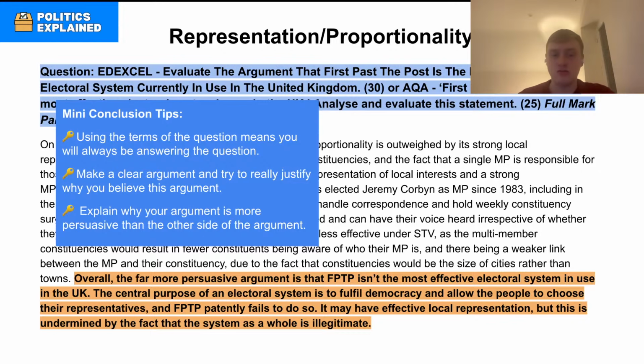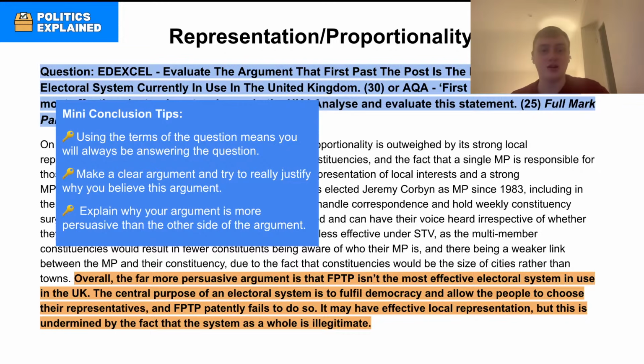Really clearly using the terms of the question. The central purpose of an electoral system is to fulfil democracy and allow people to choose their representatives. And first past the post patently fails to do so. It may have effective local representation. This is where we're explaining why it's more effective than the other side, but this is undermined by the fact that the system as a whole is illegitimate.